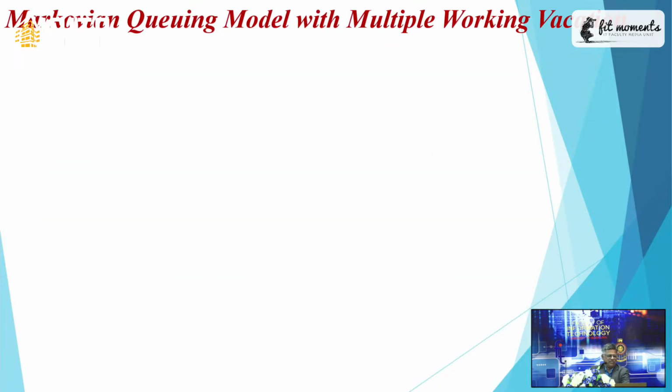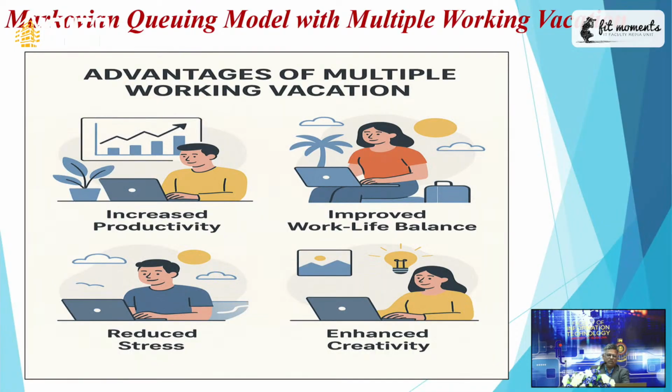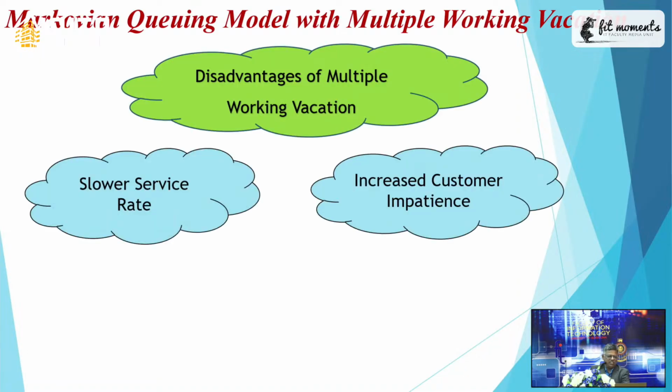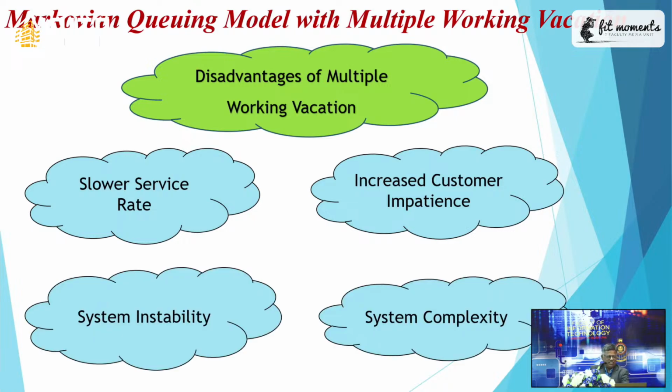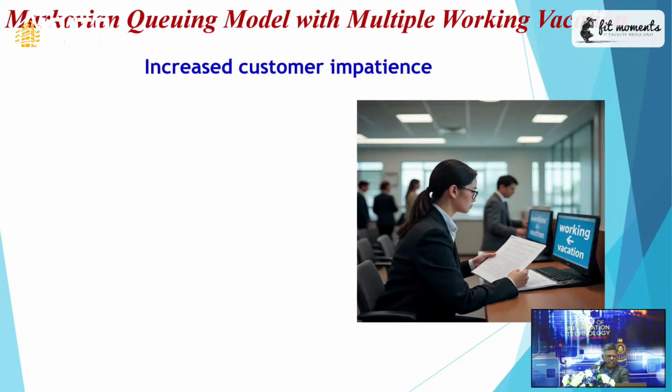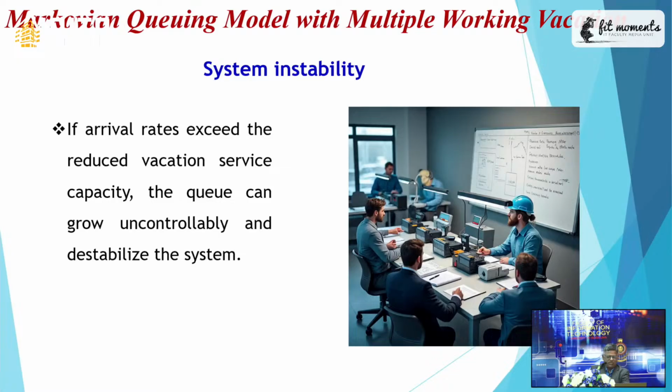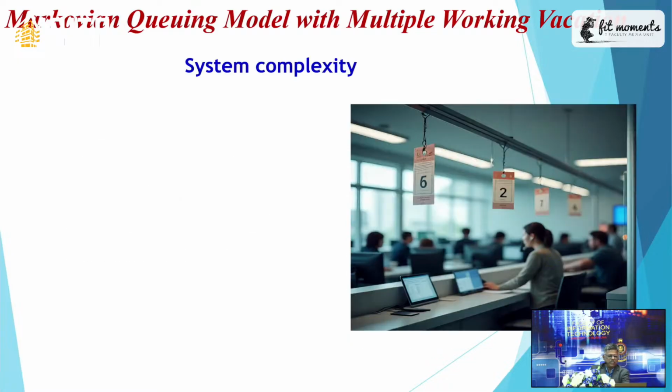Advantages and disadvantages. These are the advantages: increased service utilization, flexibility for interruption, improved efficiency. These are the advantages of multiple working vacation. The disadvantages: a slower service rate is a disadvantage, and increased customer impatience is also a disadvantage. System complexity is also there. This is the slow rate, increased customer impatience, system instability, system complexity.